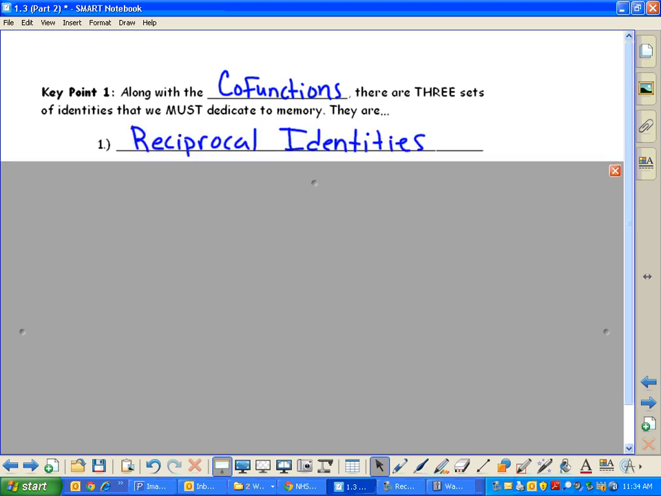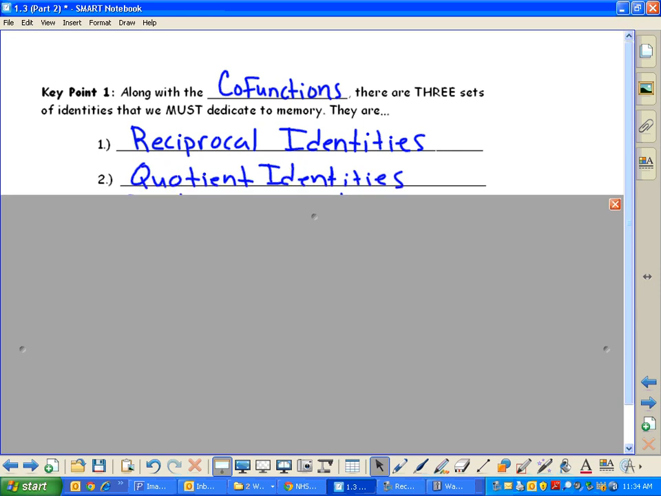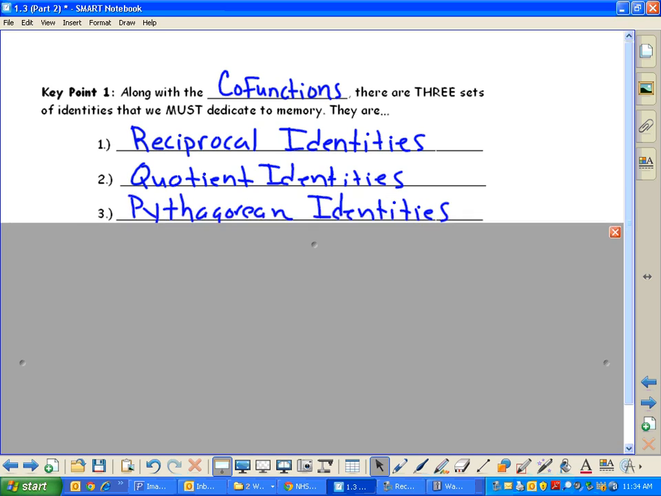They are the reciprocal identities, quotient identities, and Pythagorean identities. The toughest to remember are the last ones, the Pythagorean identities.